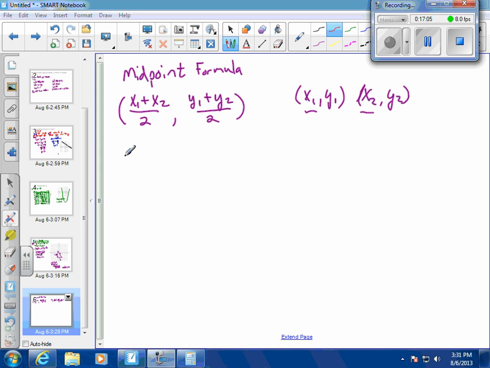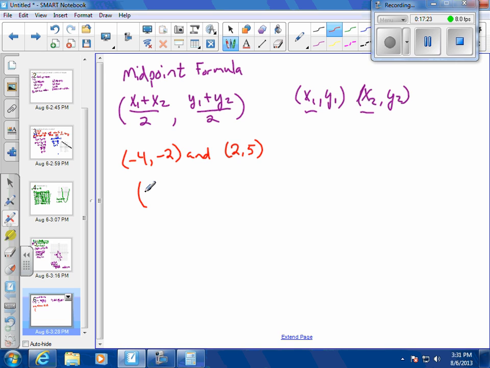Some example points are -4, -2, and 2, 5. So I want to find the midpoint of these. So I'm going to average -4 and 2. So I have -4 plus 2 divided by 2. And then I'll do -2 plus 5 divided by 2.